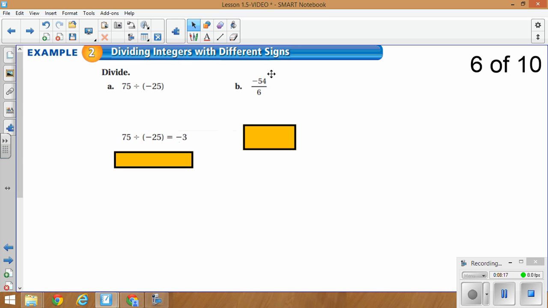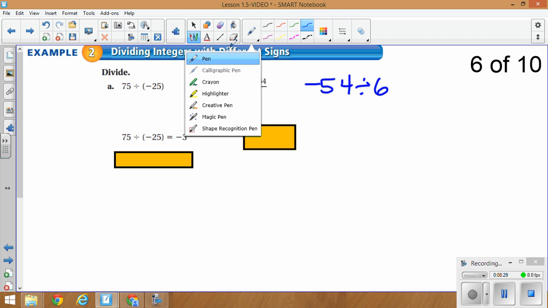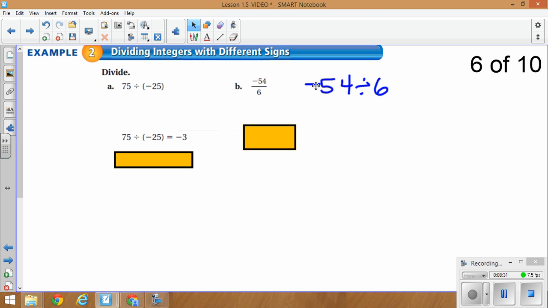Okay, negative 54 divided by 6. Some of you look at fractions and don't see division, but it is in fact the same as writing negative 54 divided by 6. Since my signs are different, my answer will be negative 9.